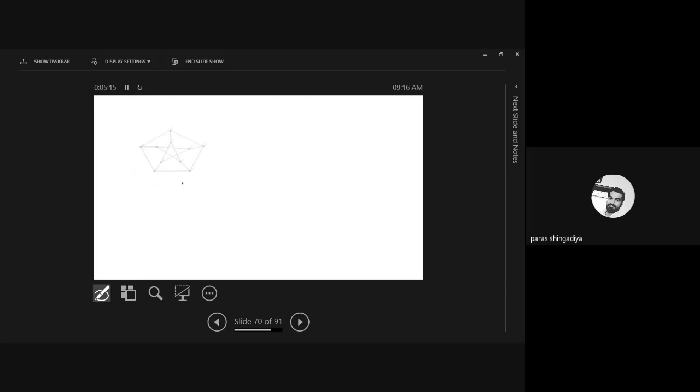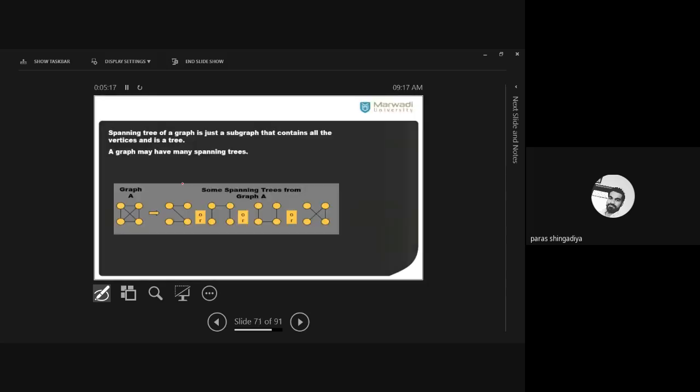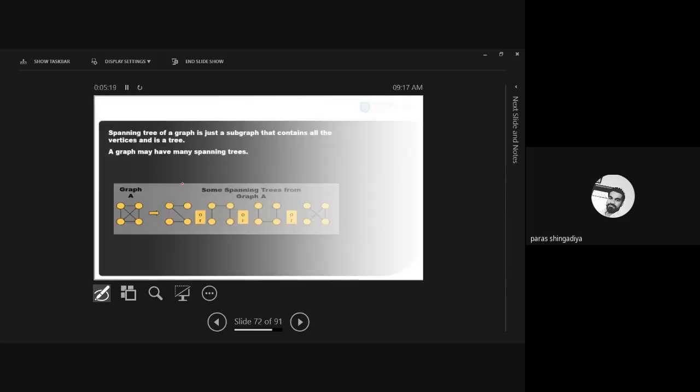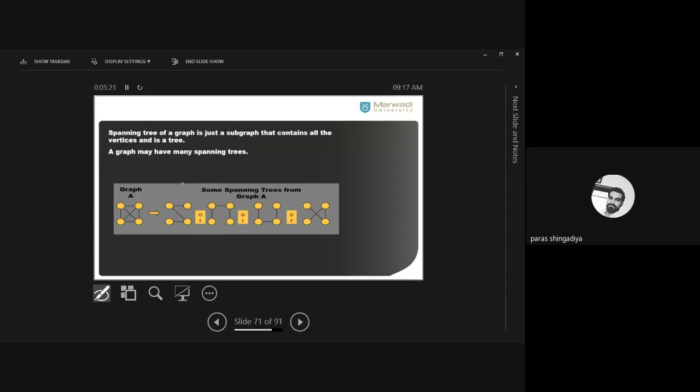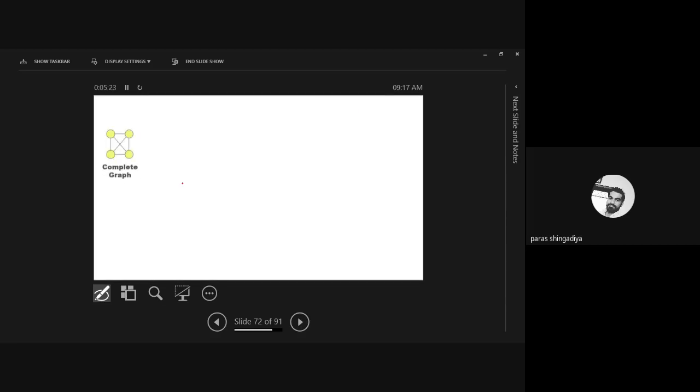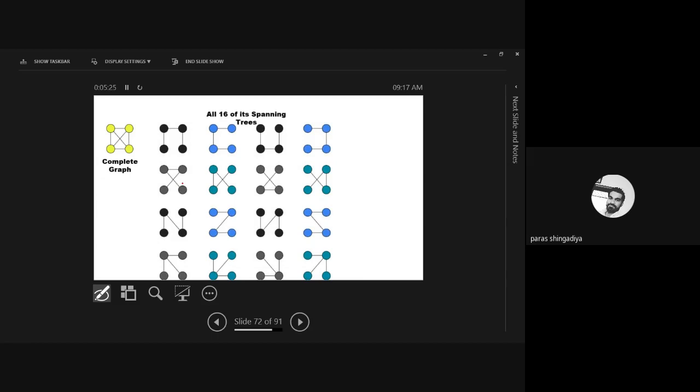So this is all the examples we have discussed, and after that one of the graphs, K4, is given, and K4 has 16 various spanning trees. And for that we have one formula for a complete graph. How many spanning trees can you create for any complete graph Kn? That is equal to n raised to n minus 2. You can use that formula to verify how many spanning trees you can create in a complete graph.